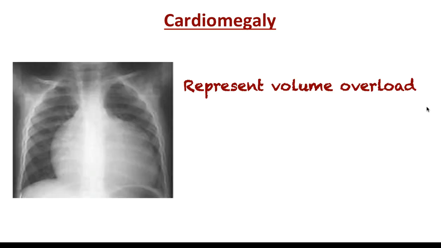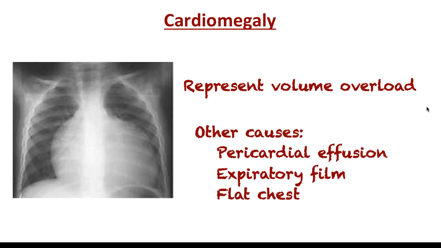Now whenever you detect cardiomegaly, you must also remember that it mainly represents volume overload and not pressure overload. In conditions when there is pressure overload, like concentric hypertrophy of the left ventricle or right ventricle seen in cases of aortic stenosis or pulmonary stenosis, then there is no cardiomegaly as such, but just hypertrophy of the ventricular chambers, right? So apart from volume overload, cardiomegaly may also be seen in pericardial effusion. We have already discussed it may also be seen in an expiratory film and also sometimes in flat chest, when the anterior-posterior diameter of the chest is very less. So there is relative cardiomegaly, again falsely seen in these patients.